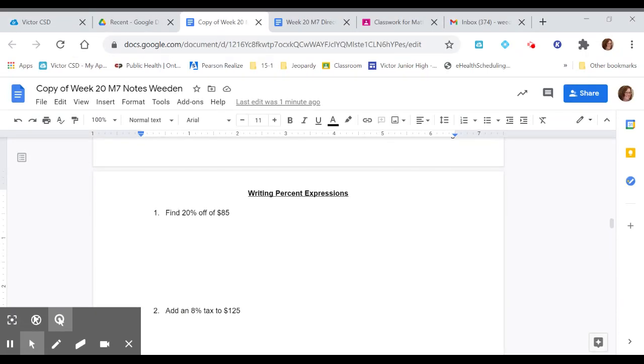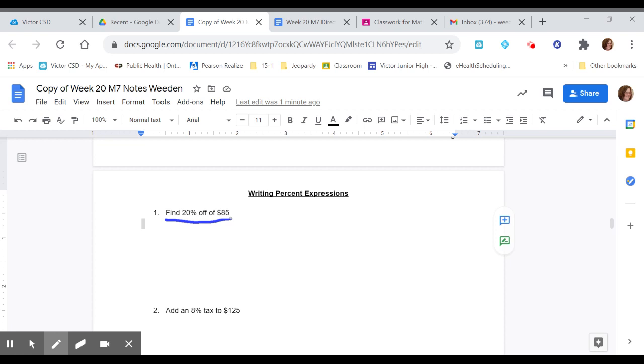So when we did our percents unit, most of you were really good at using proportions. So I would like you to solve this problem, number one. Then I'm going to review writing it as an expression or an equation. Okay, so most of you probably solved it using a proportion, which is great.